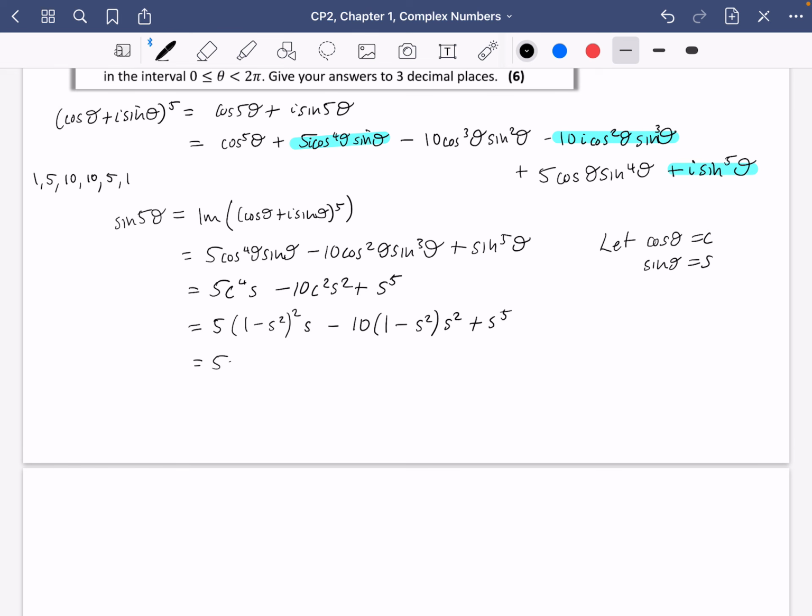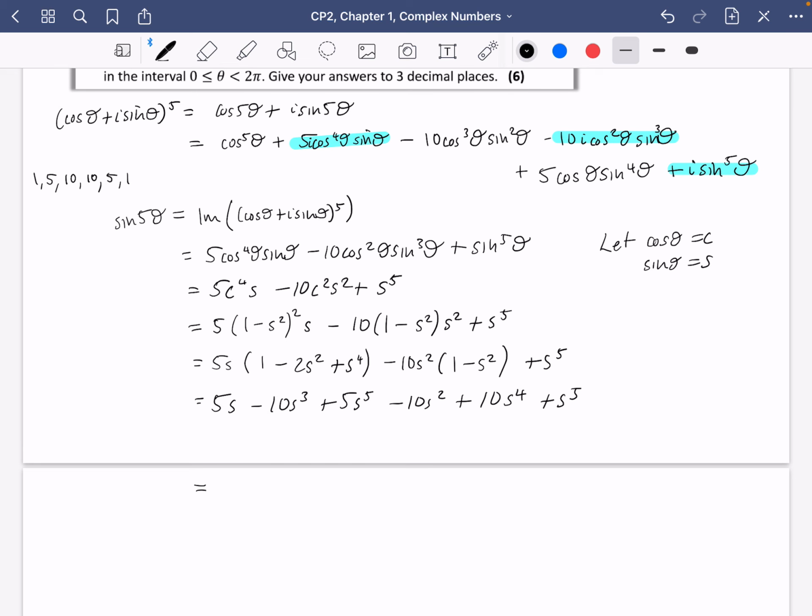So this is 5s, I'm just pulling this s to the front: 1 minus 2s squared plus s to the power of 4, minus 10s squared multiplied by 1 minus s squared plus s to the power of 5. Expanding the brackets more, you get 5s minus 10s cubed plus 5s to the 5 minus 10s squared plus 10s to the 4 plus s to the 5. Starting with the biggest powers, we have got 6s to the 5.